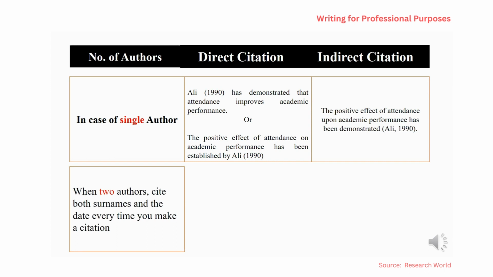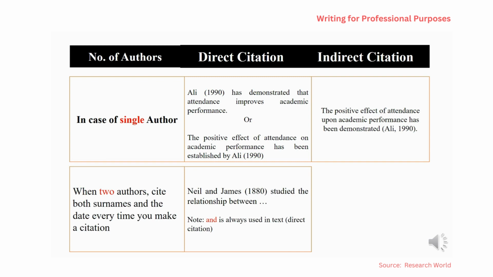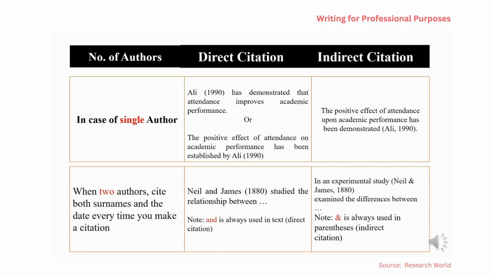When there are two authors, cite both surnames and the date every time you make a citation. Neil and James (1880) studied the relationship between... Note that "and" is always used in text, direct citation. In an experimental study, (Neal & James, 1880) examined the differences between... Note that the ampersand is always used in parentheses, indirect citation.